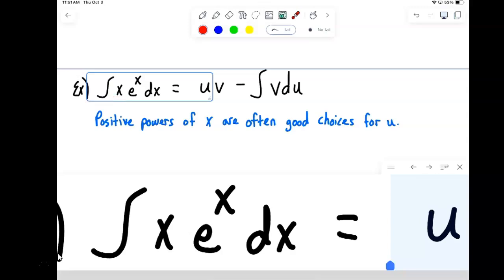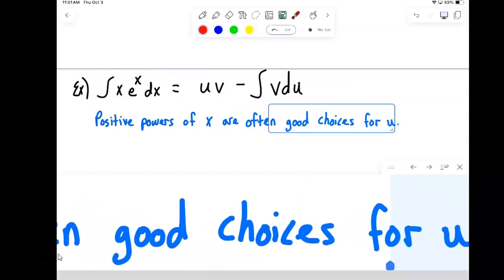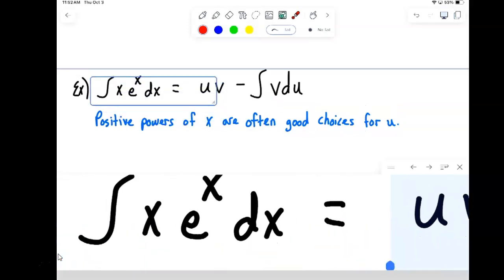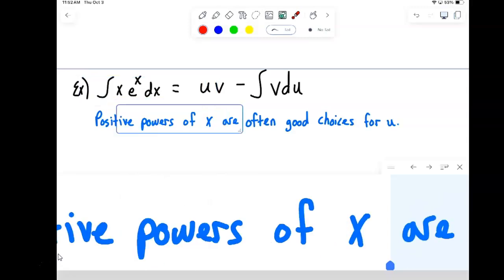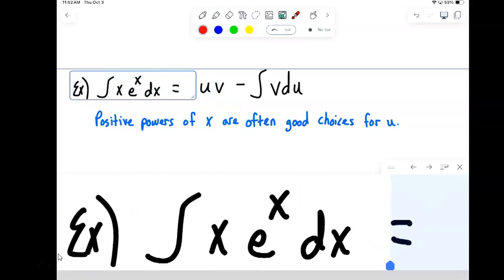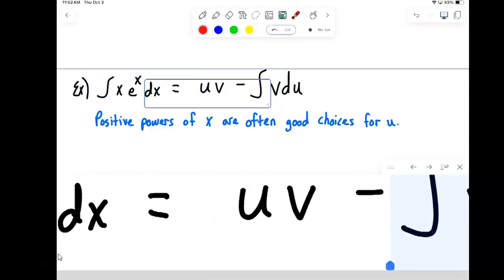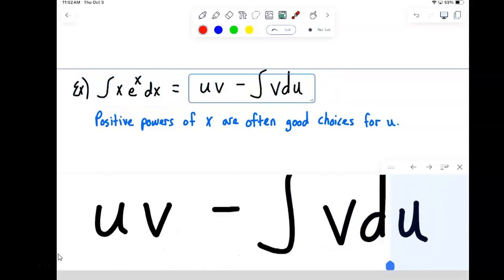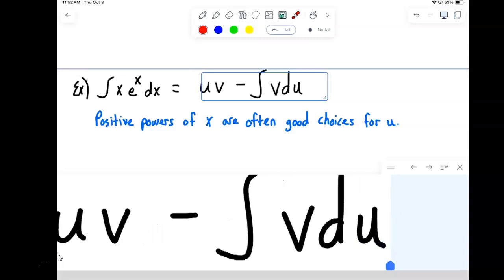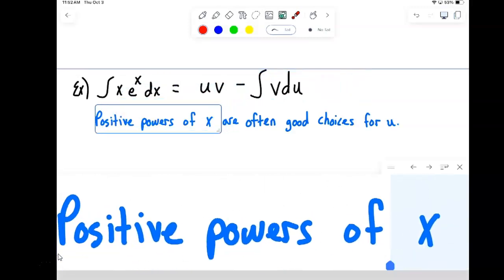So x is going to actually disappear from the problem. So that's kind of one thing we look at. Positive powers of x are often good choices. Now, there's sometimes something that's a better choice, and we'll see some examples later on. But positive powers of x are often good choices because eventually, as you do the derivative of that over and over again, you're eventually going to get down to a constant. Yes, that means sometimes you may have to do this integration by parts more than once for a certain power of x.